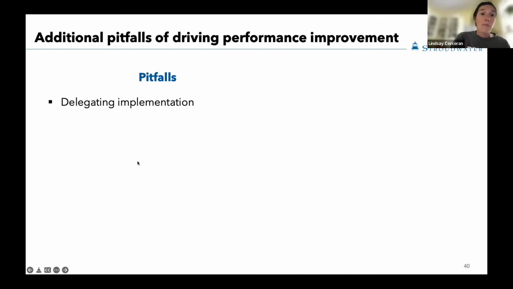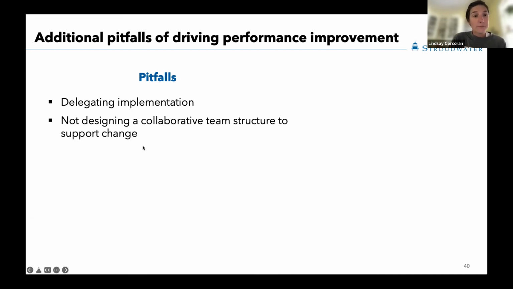So, delegating the implementation is certainly a pitfall there. Not designing a collaborative team structure. So again, it goes back to can't do it alone. If you don't have a collaborative team rowing the boat in the same direction, change is not going to occur, or it's not going to come very easily. And so having that collaborative team structure is very, very important.